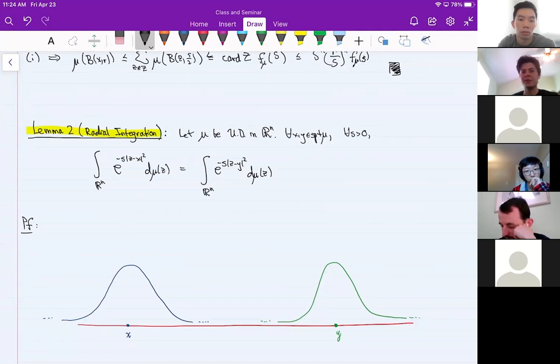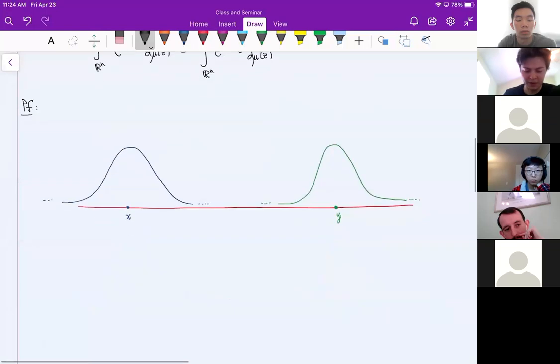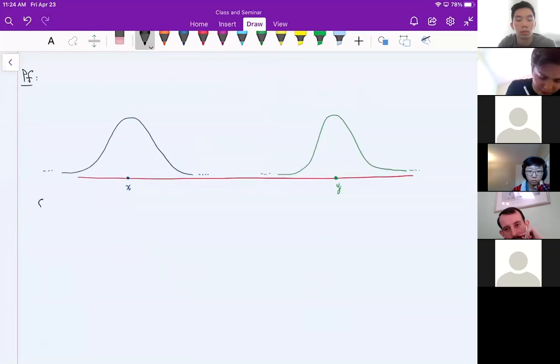And the reason I can conclude that is because my measure is uniformly distributed, so the measures of balls around x look the same as the balls around y. And we're going to see that we can write each of these integrals as an integral of measures of balls, actually. Right, and so how do we see that?